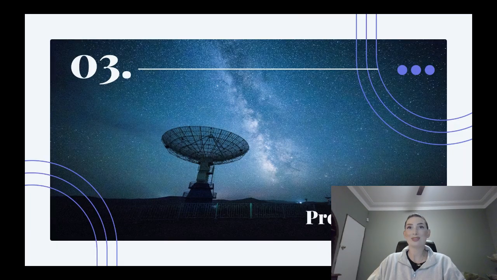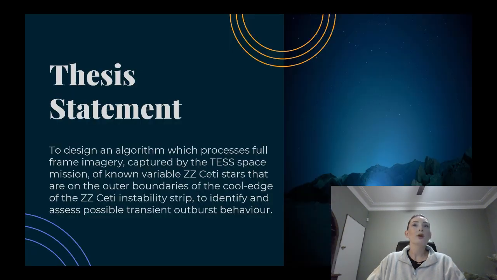Okay, so now on to the fun bit, the actual project design. Firstly, we have to understand what the whole point of this research is. The overarching point of this study was to explore the temperature range just outside the current accepted limits for the cool edge of the DAV instability strip. So that 10,600, 11,200 Kelvin mark that we saw before. And exploring that, looking for transient outbursting in the DAVs that we find there.